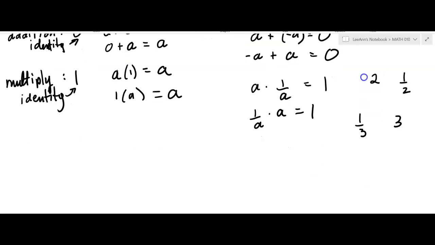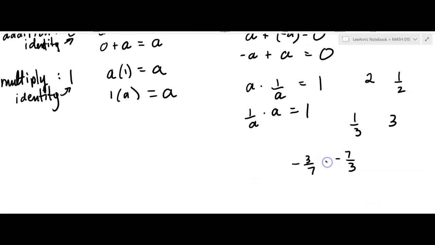Now, let's get a little trickier. What if I had negative 3/7? What would be the multiplicative inverse? It would be negative 7/3. Okay, so we're talking about that reciprocal. If you multiply negative 3/7 times negative 7/3, you're going to get 1, a positive 1. Okay, so that's fun stuff.